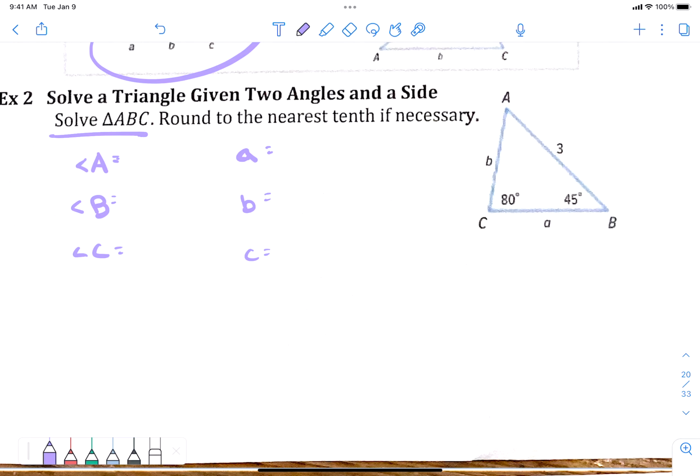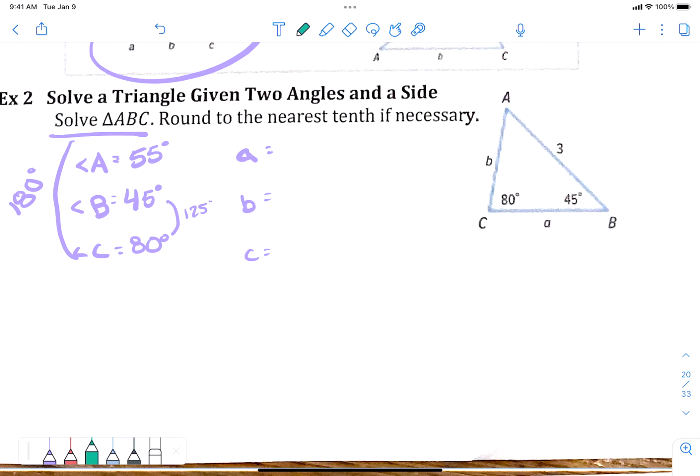Okay. I don't know angle A, but I do know angle B. What's angle B? 45. Angle C is 80. Now, wait a second. We can just subtract. You can subtract from 180. So I'm going to put 180 over here just as a little hint, because the three angles added together have to add up to 180. So if I add those together, this is 125. And if I subtract, that is 55 degrees. Okay, so now we've solved angle A already.